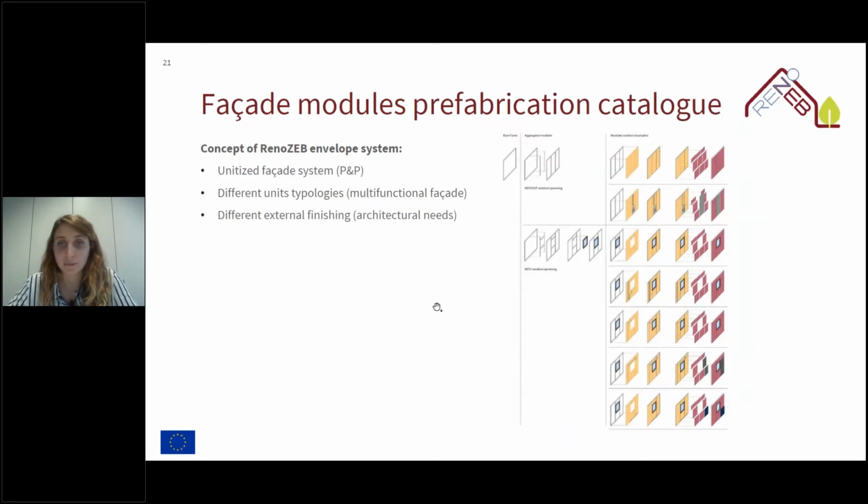Again, the plug and play facade presents a modularity, and thanks to the prefabrication intervention, we could set up a catalog for the plug and play facade. So you can see the unitized facade system, which could have different dimensions or different frames related to the window, or if there are some windows or if there are not, and then even the finished materials could be chosen.